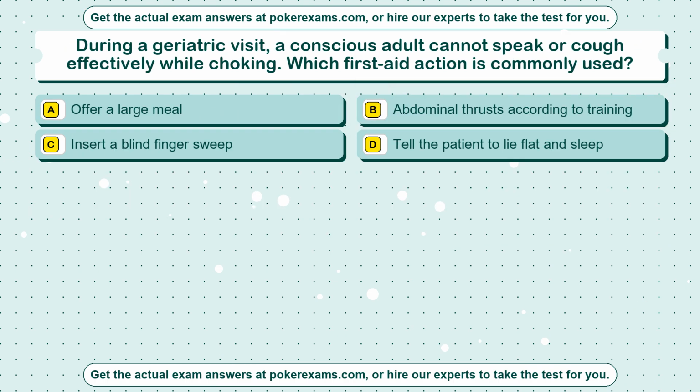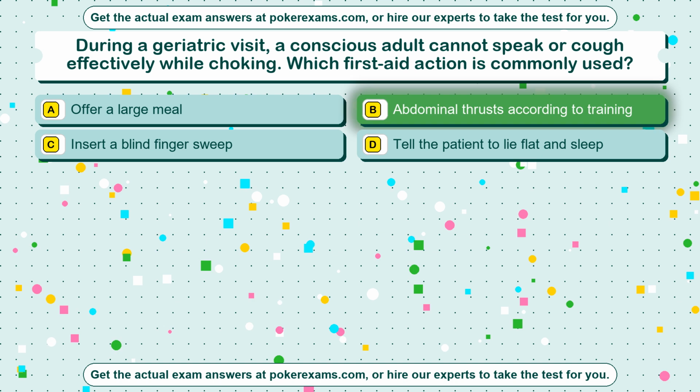Question 89. During a geriatric visit, a conscious adult cannot speak or cough effectively while choking. Which first aid action is commonly used? Option A, offer a large meal. Option B, abdominal thrusts according to training. Option C, insert a blind finger sweep. Option D, tell the patient to lie flat and sleep.